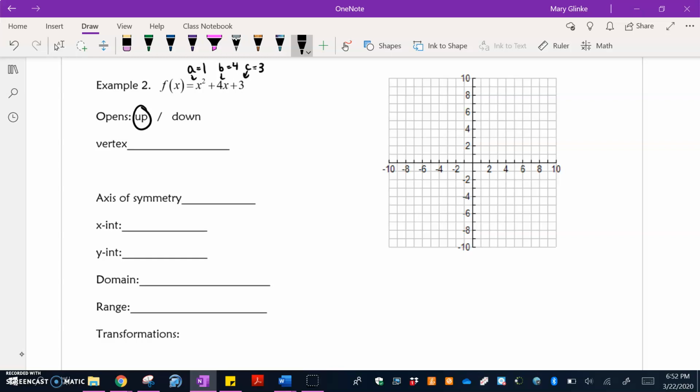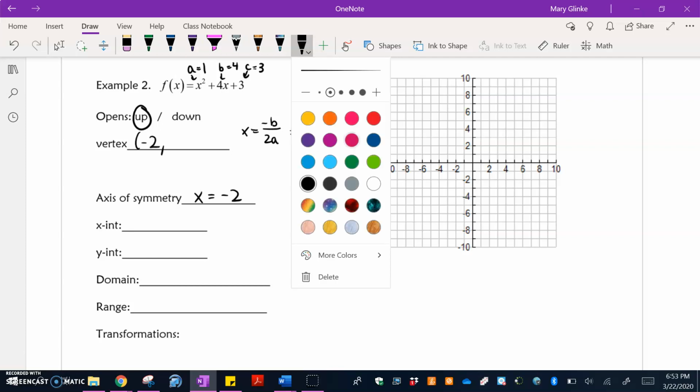I can find my vertex by doing the -b divided by 2a. So in this case, b was 4, so it becomes -4 over 2 times 1. So this is -4 over 2, or -2 for my x value of my vertex. And I can immediately write x equals -2 for my axis of symmetry.